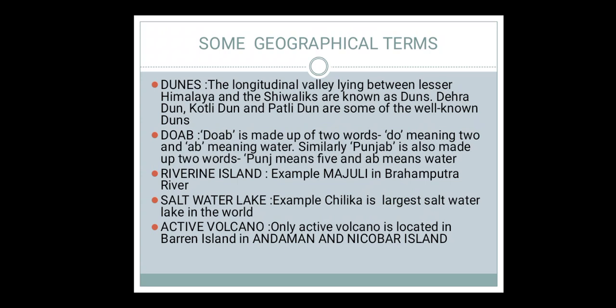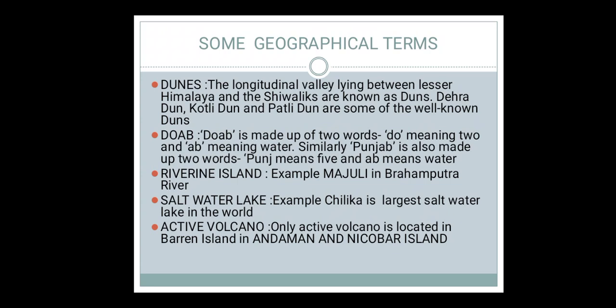Now we will discuss some geographical terms which came in the lesson. First is dunes. The longitudinal valleys lying between Lesser Himalayas and Shivalik are known as dunes. Dehradun, Kotli Dune, and Patli Dune are some of the well known dunes. So, valleys which are lying between Lesser Himalayas and Shivalik, between two ranges of Himalayas, are known as dunes. Examples of these dunes are Dehradun, Kotli Dune, and Patli Dune.